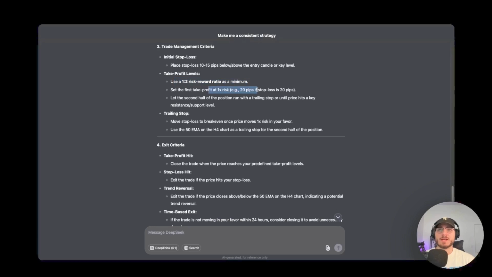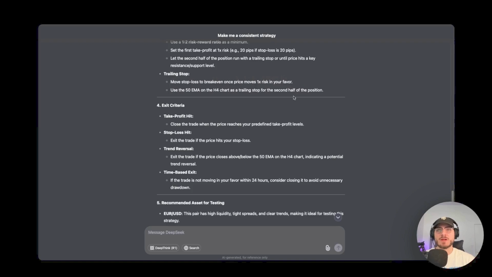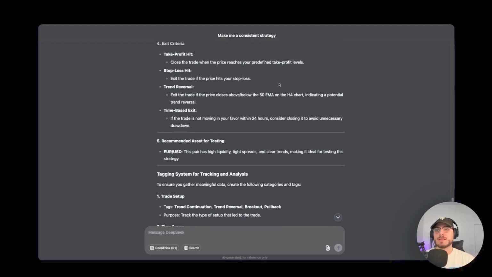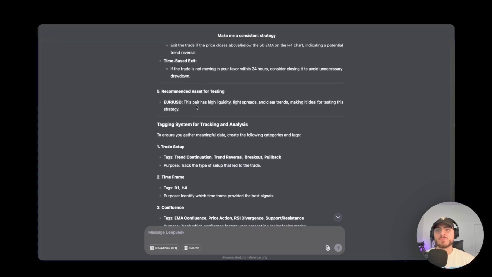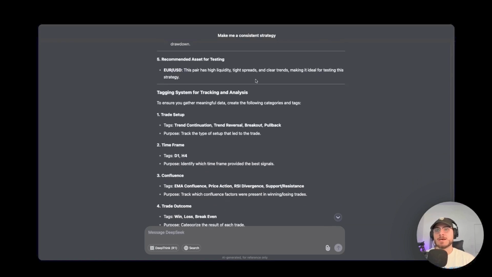First, take profit at 1R, basically 50% off. Then let the second half run. Okay, excellent. And then trailing stop loss below the 50 EMA or swing lows or whatever. We'll see how that goes. We'll update that. And then exit, we'll close the trade when it reaches our key levels. And yeah, okay, so that's awesome. We're going to be trading EUR/USD because it's high liquidity and tight spreads.